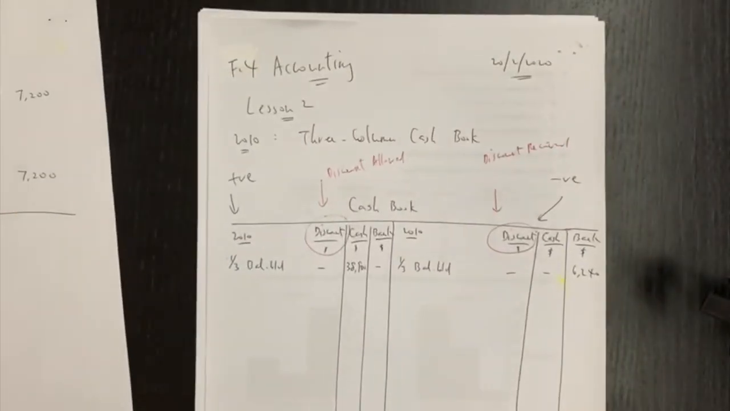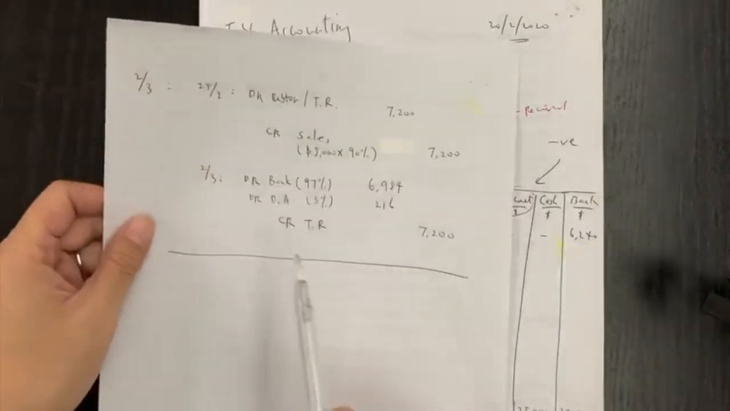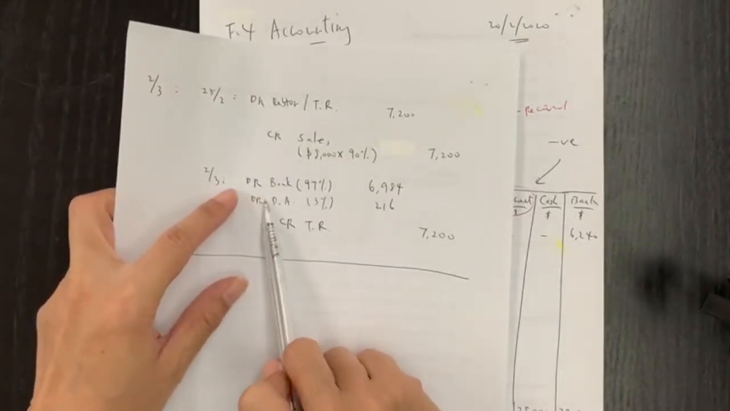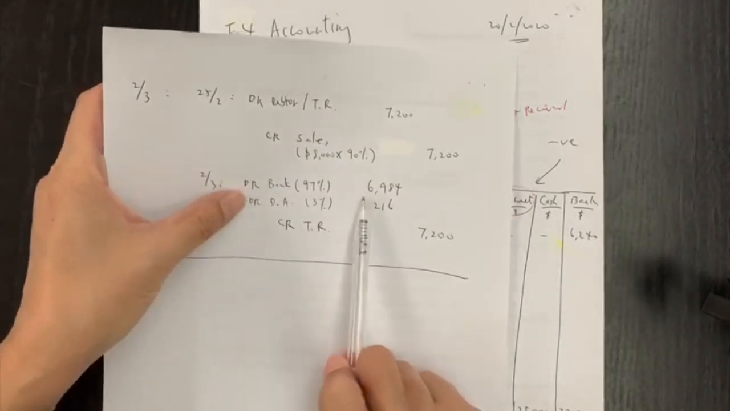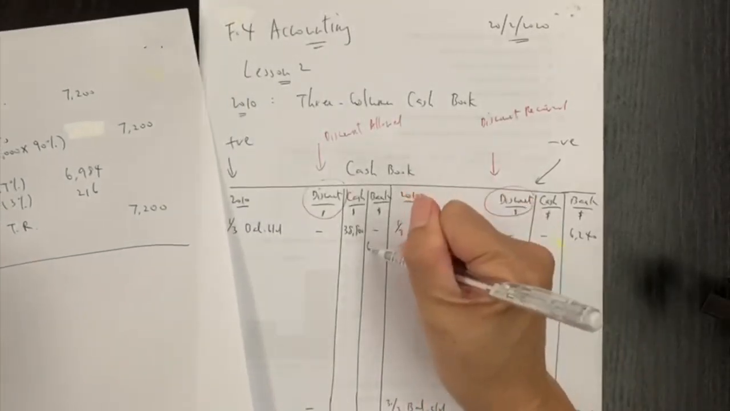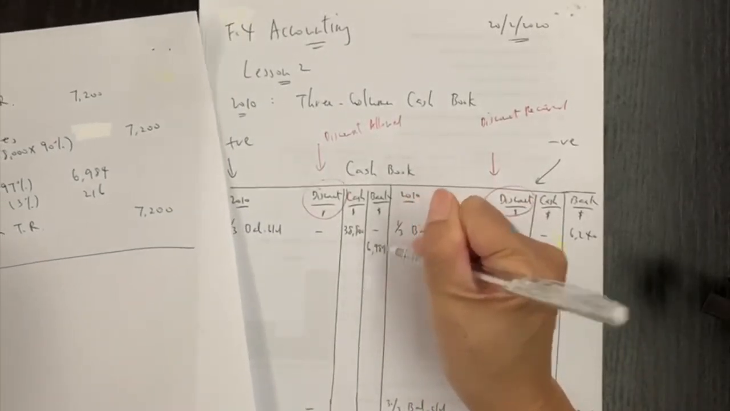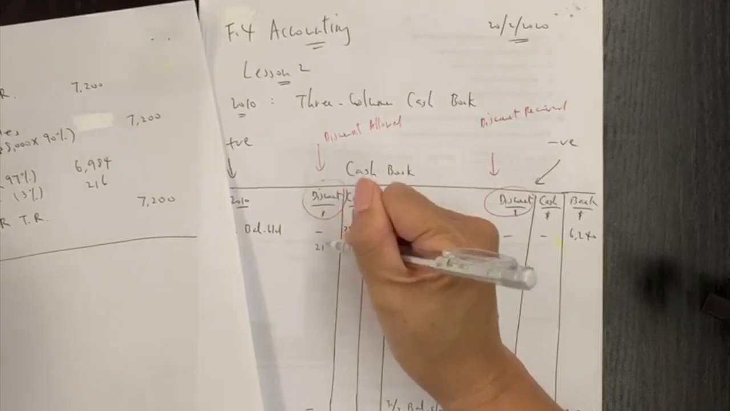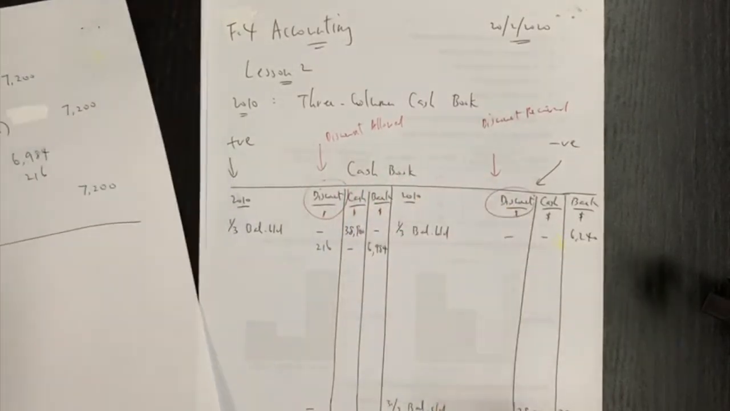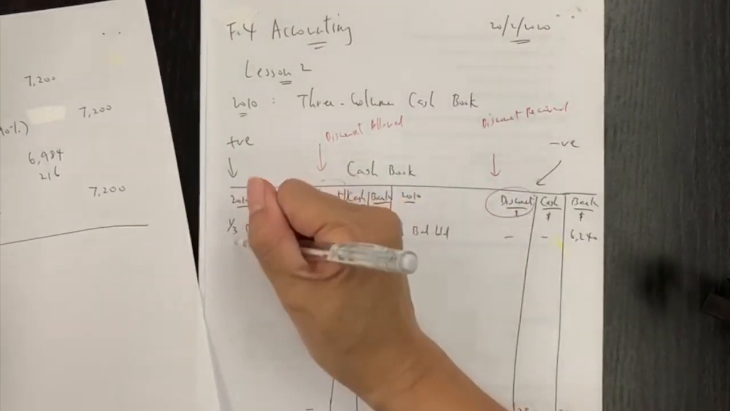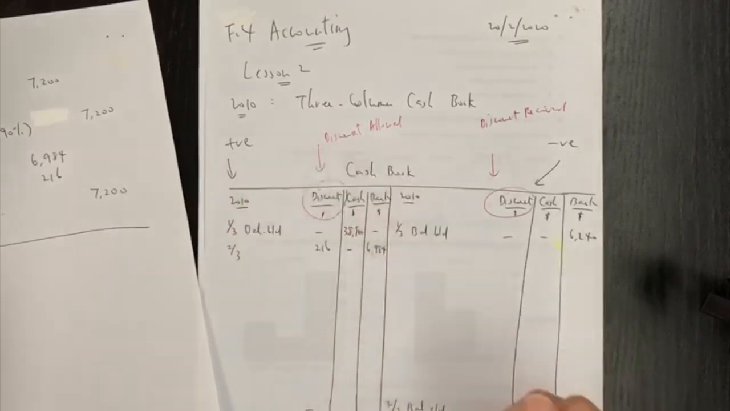Okay, so now let us do the posting. Here is the 3-column cash book, and the transaction is here. So debit bank 6,984, and then we have 216 for discounts allowed. And the date is 2nd of March.